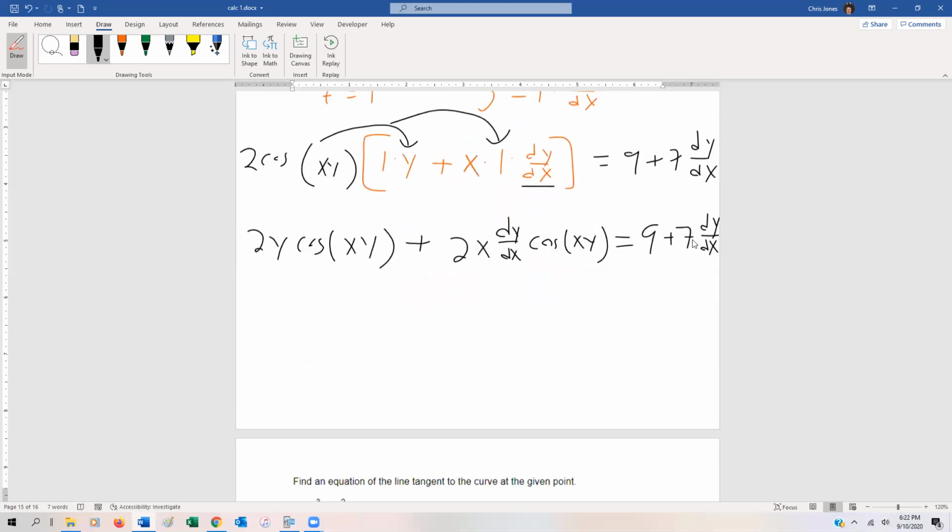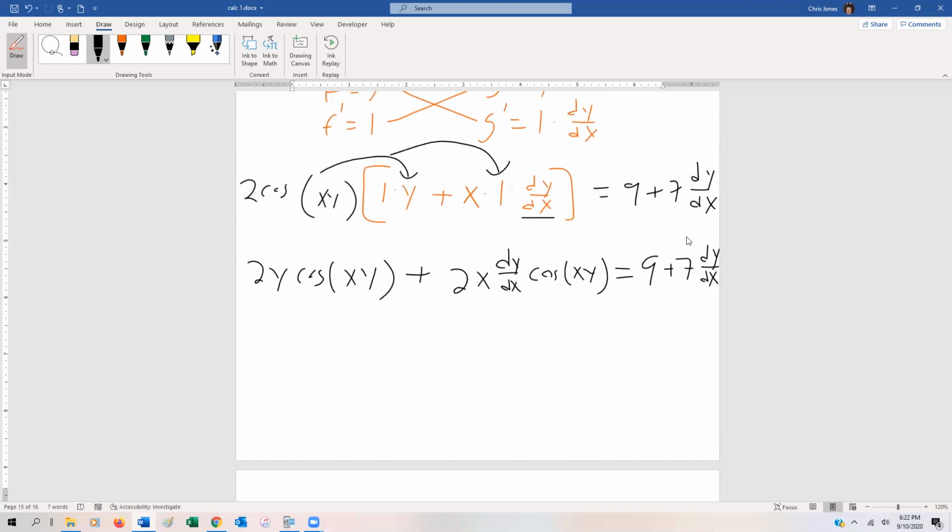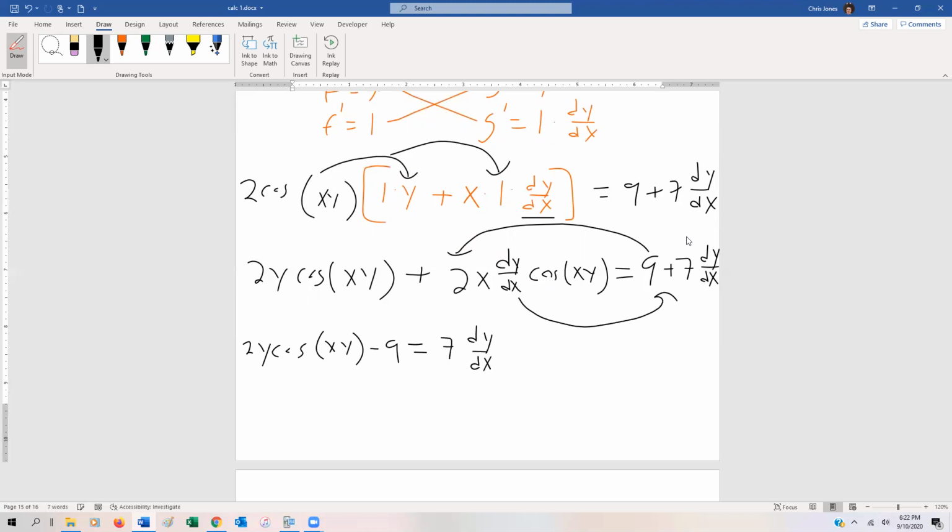Now we're going to get all the terms with dy dx to one side. So let's just move the 9 to the left side. Let's move the 2x dy dx cos xy to the right-hand side. And so now this is going to become 2y cos xy minus 9 is going to be equal to 7 dy dx minus 2x dy dx cos xy. All right, so it looks pretty complicated, but again, we're just doing some really basic algebra of moving things around.